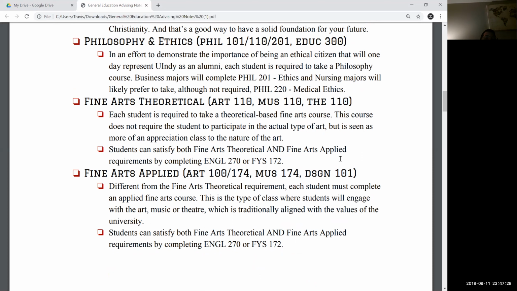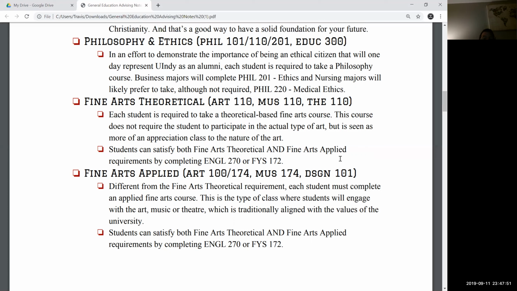Okay, so if you're in Art 110, Music 110, or Theater 110, the easiest way to look at that class is to know first that you're not actually doing, so it's not the applied part, it's theoretical. So it is kind of a mix of a lecture and a history class. Art 110, Music 110, Theater 110, pretty much all appreciation courses. So you're going to learn kind of the behind the scenes of each of those subjects.